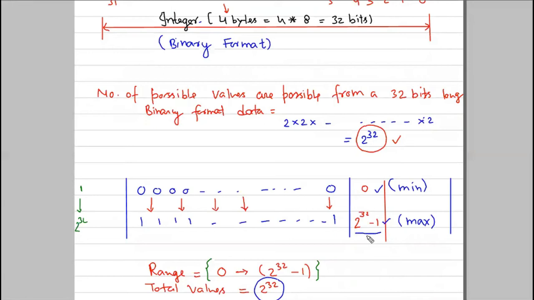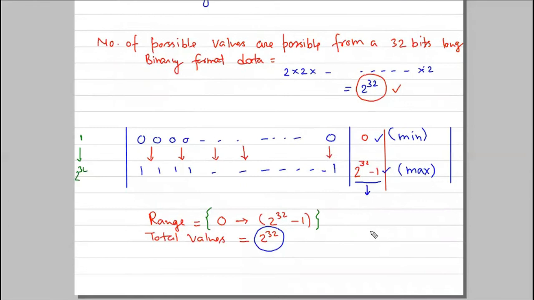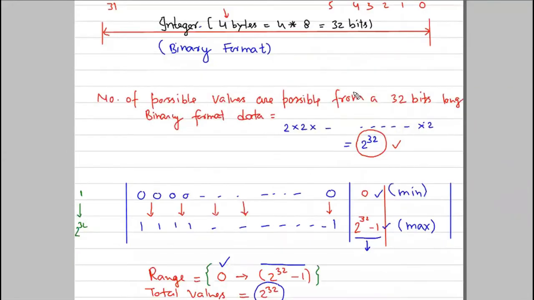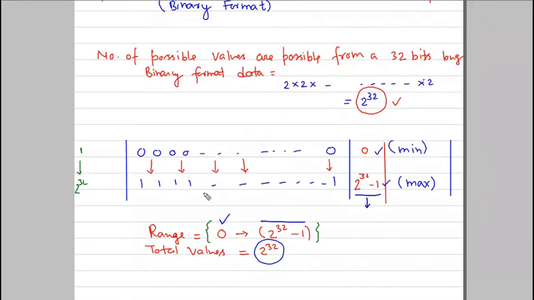But I am sure that you guys might be thinking why it is 2 to the power 32 minus 1. So for that, I will explain to you about this range, like why it is 2 to the power 32 minus 1. But let's understand, if this is true, then the range of an integer would be 0 to this point, and the total values would be 2 to the power 32 using this permutation combination formula, okay. So now let's discuss why the maximum value would always come to 2 to the power 32 minus 1.